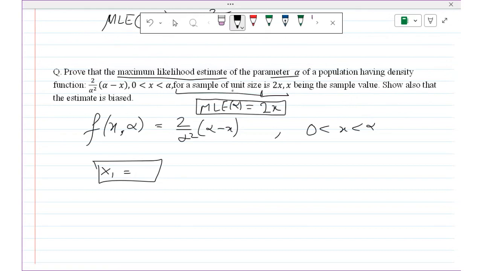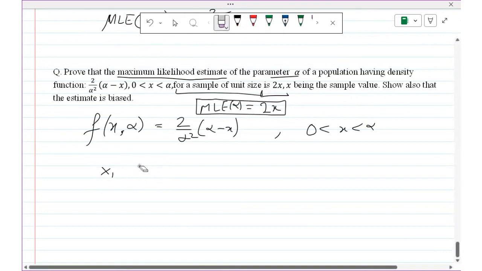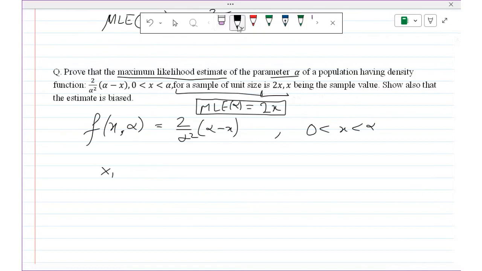For a sample of unit size, there is only one value in the sample. They are taking x itself as the sample value. So there is only one value, the value is x, and we have to show the maximum likelihood estimate of this alpha is 2x. We also have to show that this is a biased estimate. Biased means the expectation of this 2x is not equal to alpha. So these two things we have to show.